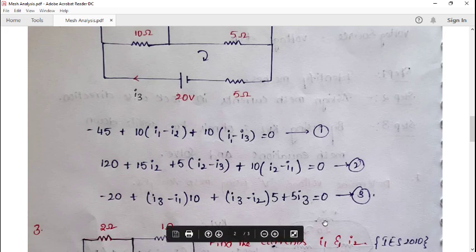We equalized all voltage drops, and so current source, voltage source, everything we converted into a voltage equation, and we must equal it to 0 to satisfy KVL.